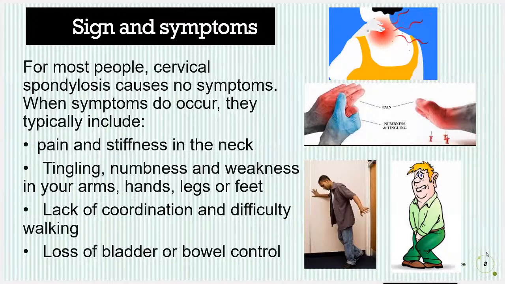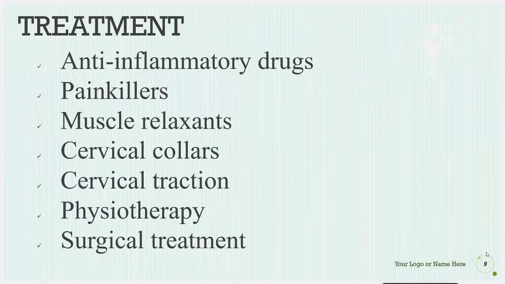Tingling, numbness, a sensation where you don't feel any kind of sensations. Weakness in your arms, because it is a disease of the spinal cord and of the cervical vertebra. Lack of coordination and difficulty in walking, loss of bladder and bowel control. These are the signs and symptoms of cervical spondylosis. Next.